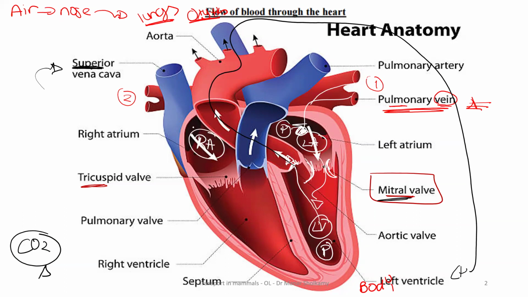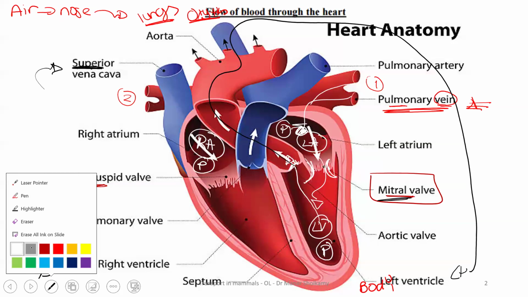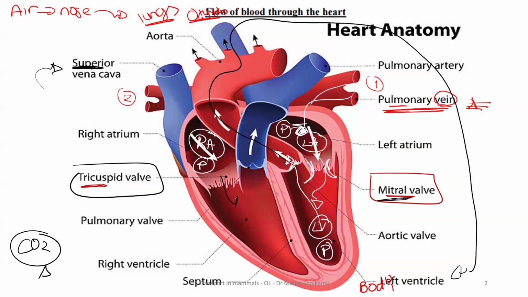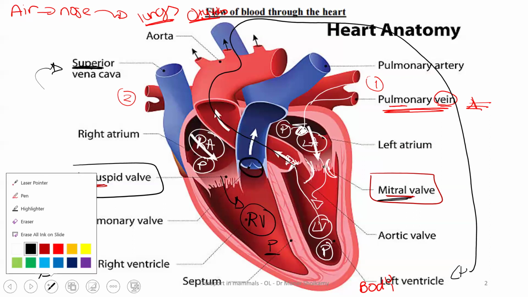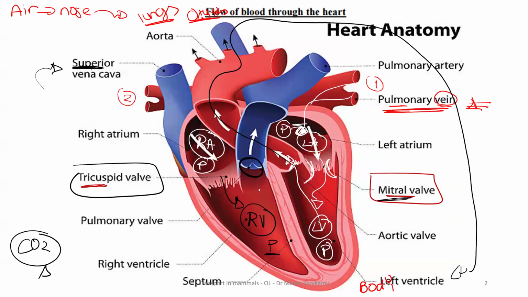The atria will contract, increasing the pressure in the right atrium, and this is going to force the tricuspid valve to open. So the blood will move through the tricuspid valve into the right ventricle. Now the ventricles will contract, increasing the pressure inside the right ventricle. When the pressure inside the right ventricle increases, which valve will open? Pulmonary valve. Very good. The pulmonary valve will open, and the blood will enter the pulmonary artery.